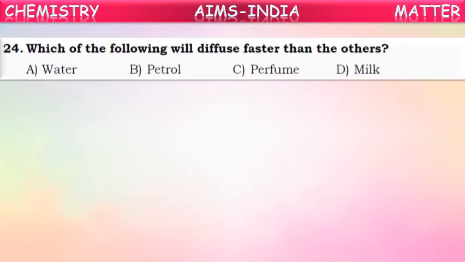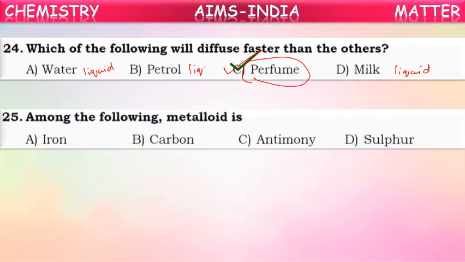Now comes the next one. Which of the following will diffuse faster than the others? Diffusion means we should take a gas. See here, water is a liquid. It cannot diffuse that much. Petrol is also a liquid. Milk is also a liquid. Diffusion is less, they will not diffuse. Yes, they will flow to some extent. Whereas perfume is a gas. It can diffuse. So our answer is C, because it is a gas. Gases can diffuse faster than the remaining milk, water, petrol.